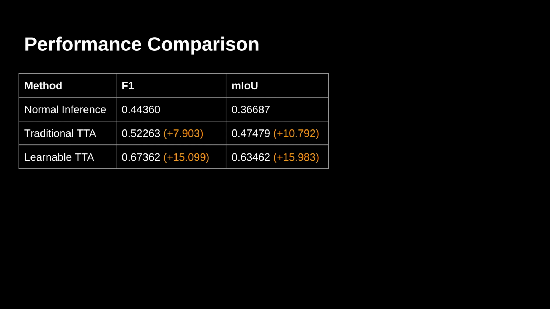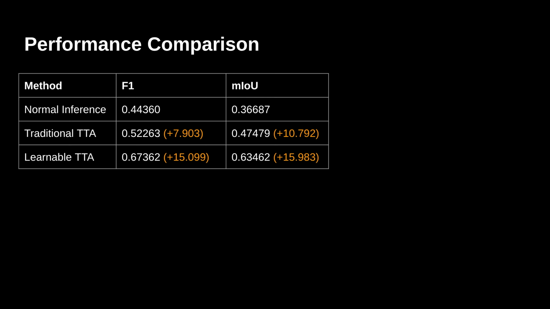Now if we look at the third method, learnable TTA, the performance got even better. In comparison to traditional TTA, we got a 15% improvement in F1 and a 16% improvement in mean IU. That is how effective learnable TTA is compared with traditional TTA, because here we learn how to combine those predictions. You can even extend it further to learn which augmentation technique is best for which dataset and which is not. So it's going to learn that automatically.